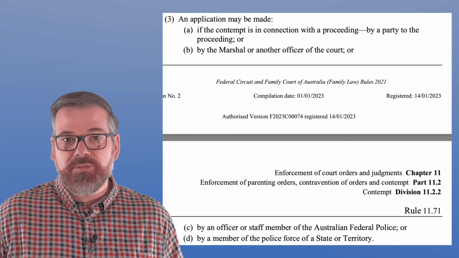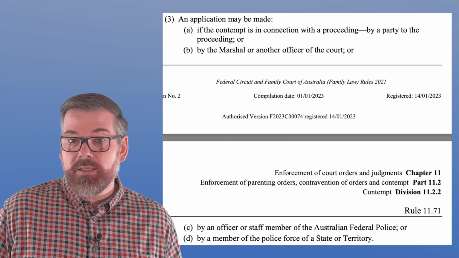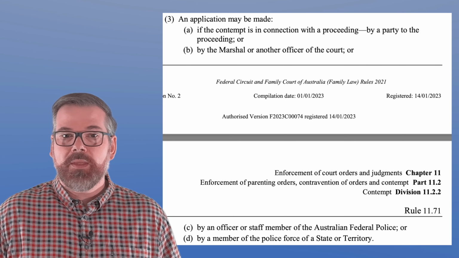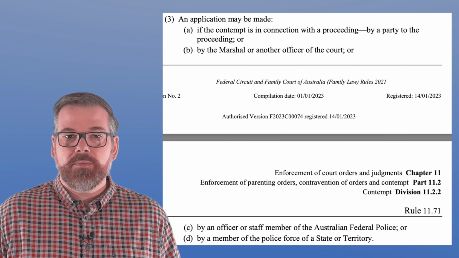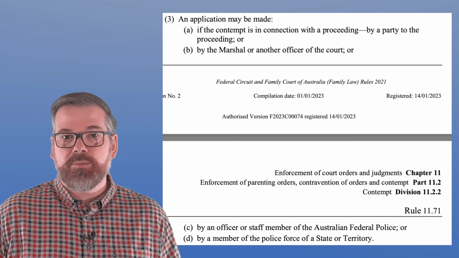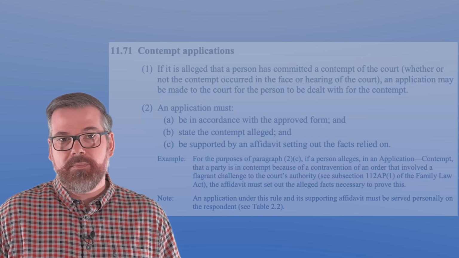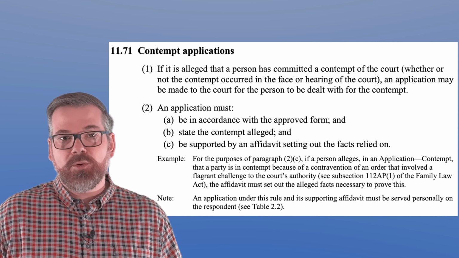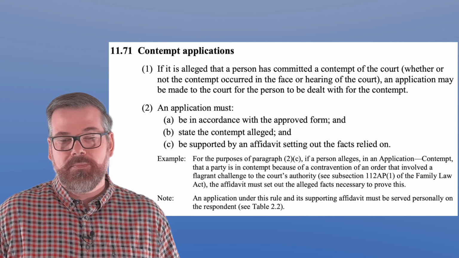So who can apply? An application for a person to be dealt with for contempt may be made by a party to the proceeding, if the contempt is in connection with the proceeding, the marshal or another officer of the court, an officer or staff member of the Australian Federal Police, or a member of a state or territory police force. That's set out in Rule 11.71, Sub-Rule 3. Rule 11.71 sets out the requirements and processes for a contempt application. As a contempt proceeding is quasi-criminal, strict compliance with the rules and legislation is required, so be sure to peruse Rule 11.71 before making an application.